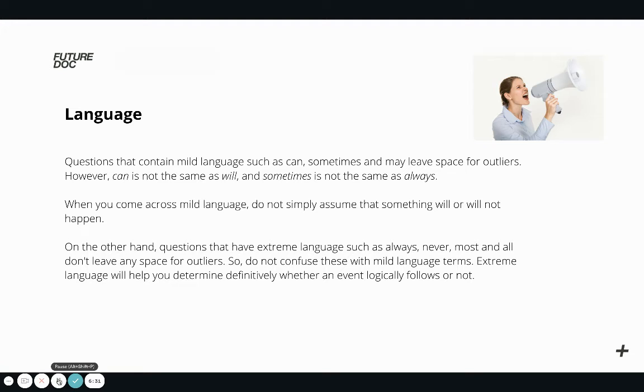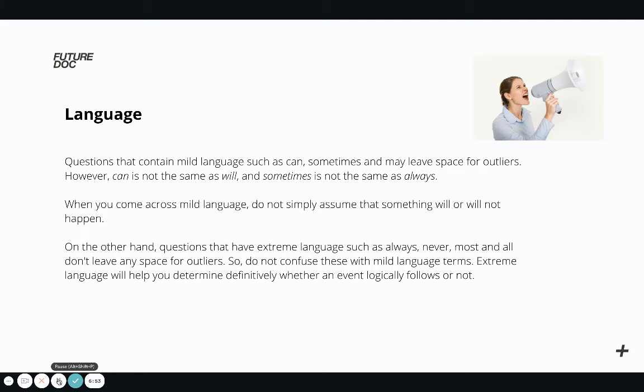Questions that contain mild language such as can, sometimes, and may leave space for outliers. However, can is not the same as will, and sometimes is not the same as always. So, when you come across mild language, do not simply assume that something will or will not happen for sure.